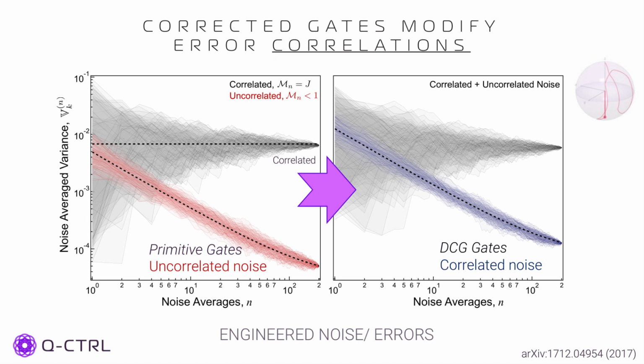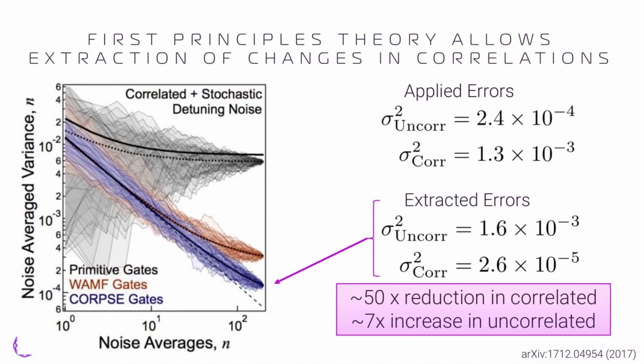I'll just point out that we've done quite a lot of first principles analysis on this in order to understand how well these gates work in terms of suppressing error correlations. In this particular model, we show that a standard NMR style control gives you about a 50 times suppression in the error correlation. But as is also known, because the gates take more time, you get a general increase in the amount of uncorrelated noise, right?